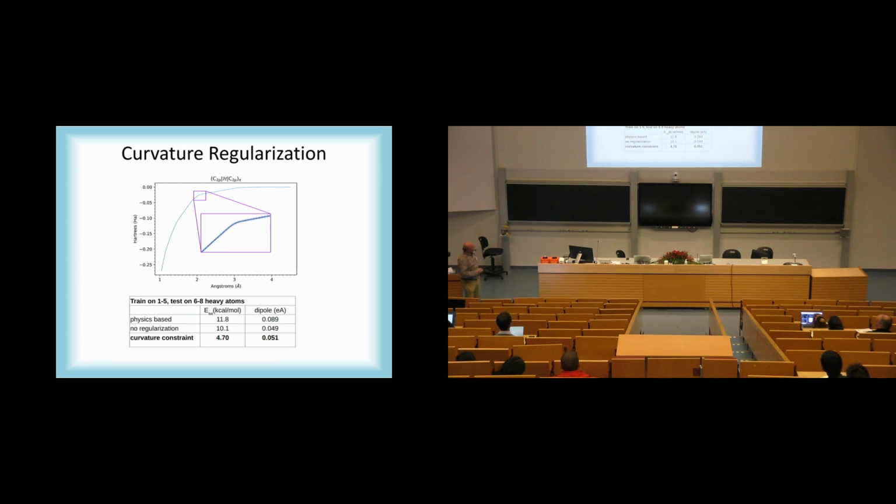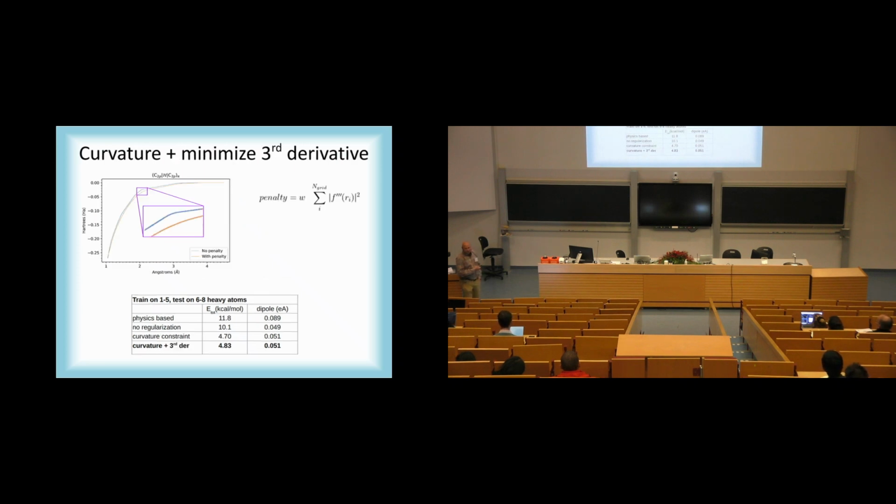But we can also remove those kinks by putting a penalty on the third derivative and adjusting the strength of that penalty to just remove the kink. It hurts your performance a little bit, but not too much. And so you can get very nice looking interaction terms if you both force the curvature to always be of the same sign and penalize the third derivative, which is why we have to go to fifth order splines to get the third derivative to be continuous.